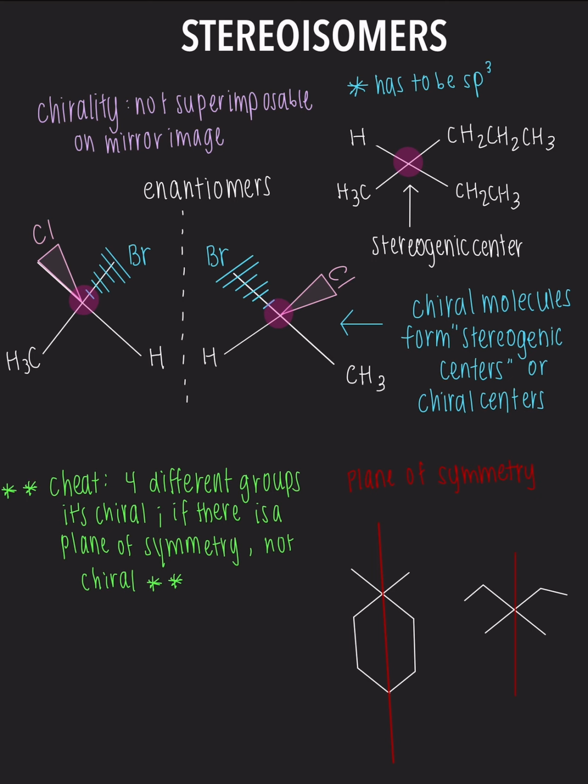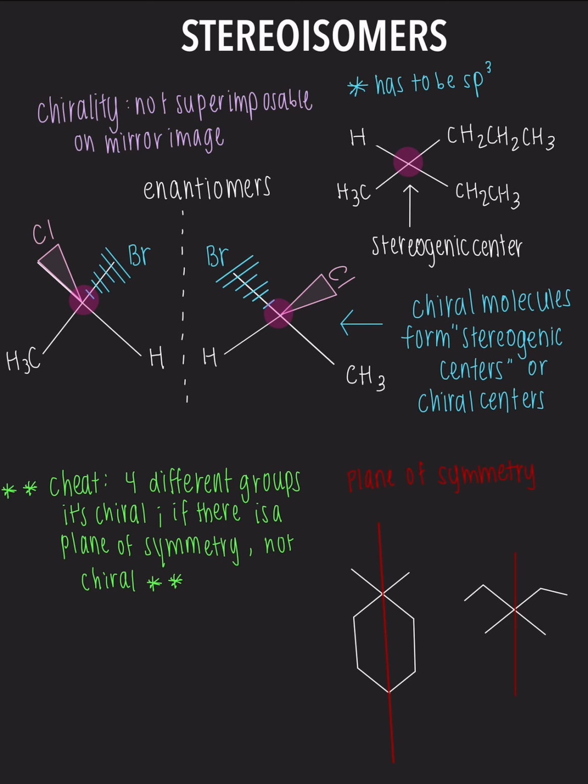So that's what I have here. Hydrogen, a methyl, CH2, CH2, CH3, and a CH2, CH3. So you have 4 different groups. Therefore, this point right here is a stereogenic center. It is a chiral carbon, okay? So this molecule is chiral. So you have a chiral center. Okay, so stereogenic center and chiral center are the same thing. Okay. Next thing that you need to know.